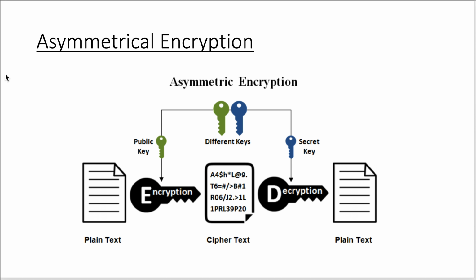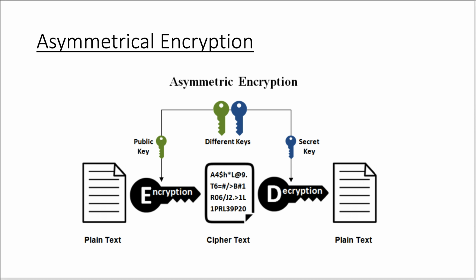asymmetrical encryption. So normally they have a plain text, and whenever they send it to another partner, they use encryption. So they have a public key, and then the other party should have a secret key. After they have exchanged the keys, like public and secret key, they can decrypt that plain text from the cipher text.